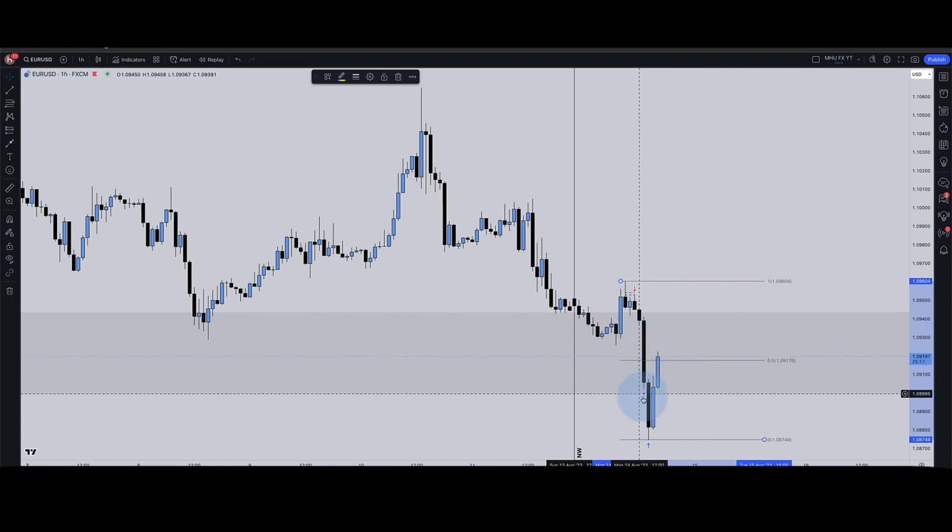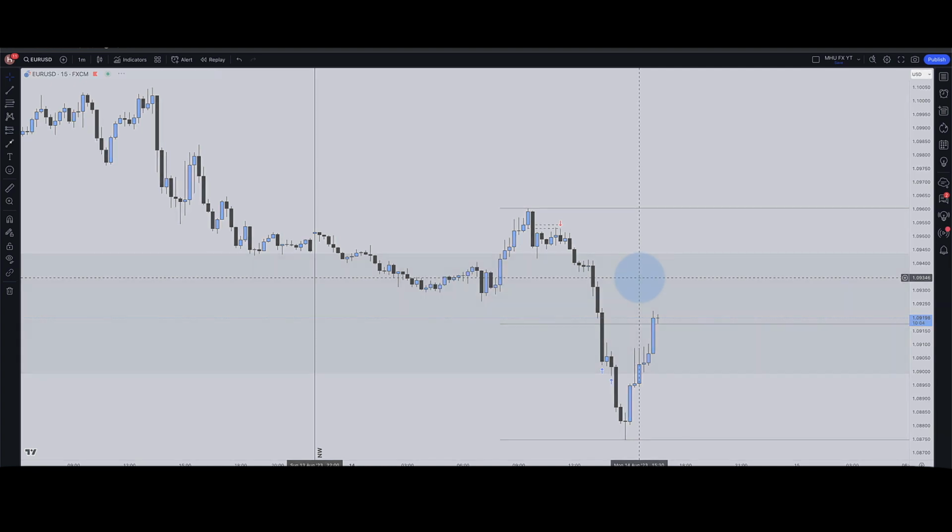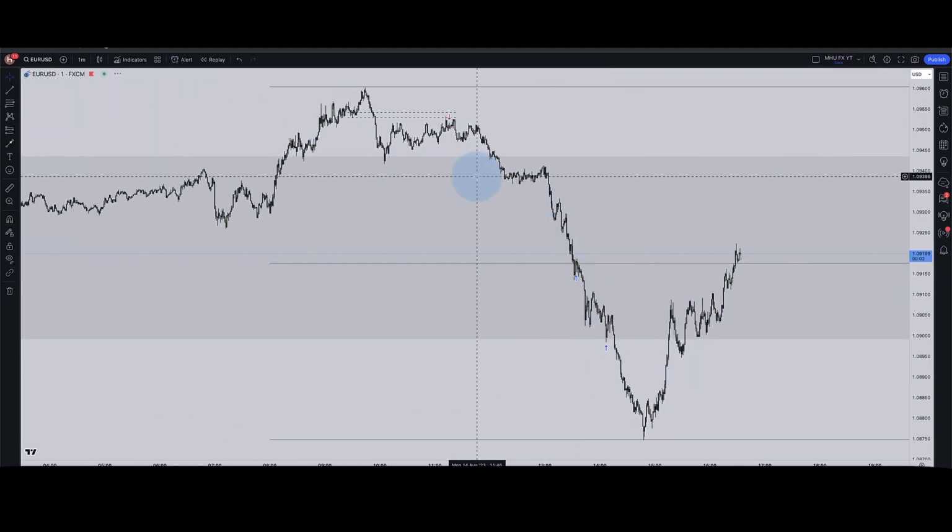Imagine if I had not taken partial profits along the way. Imagine if I had not done that and price had been here. I'd be pulling out my hair going nuts at this point. I know some of you aren't fans of taking partial profits, but I love it. I love taking partial profits.